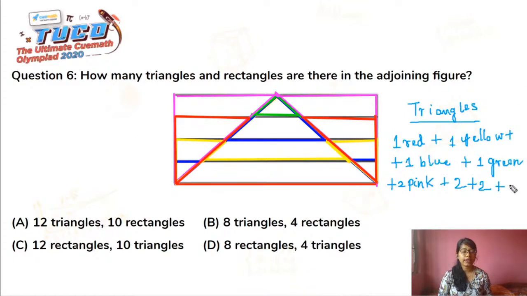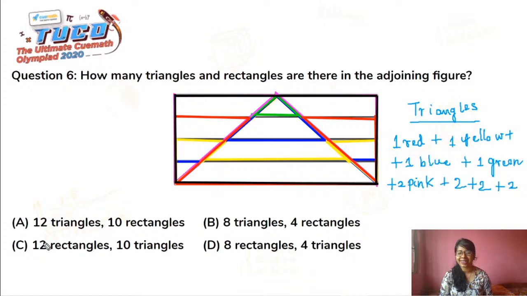So plus 2 once again. And then we have anything else? No. We started with rectangles. So let's check. 1 plus 1, 2 plus 1, 3 plus 1, 4, 6, 8, 10 and 12. So now we are very sure that we have to go with the options which has only 12 triangles.